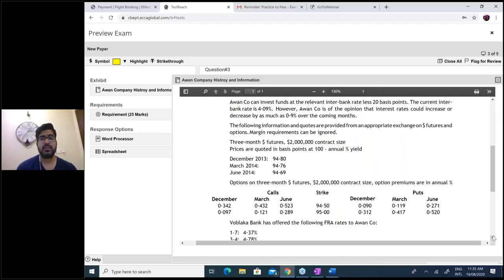The following information and quotes are provided from an appropriate exchange on futures and options. Margin requirements can be noted. 3-month futures are provided, and 2 million is the contract size. Prices are quoted at 100 minus yield percentage. December 2013 futures prices are 94.8, March 2014 are 94.76, and June 2014 are 94.69.